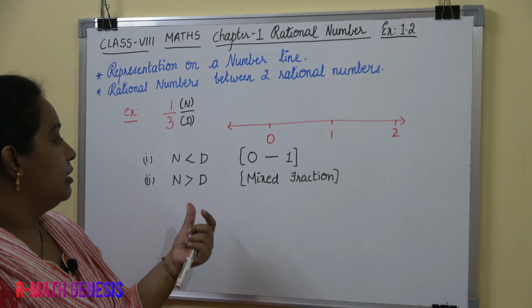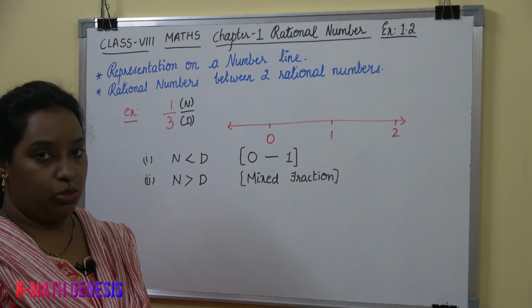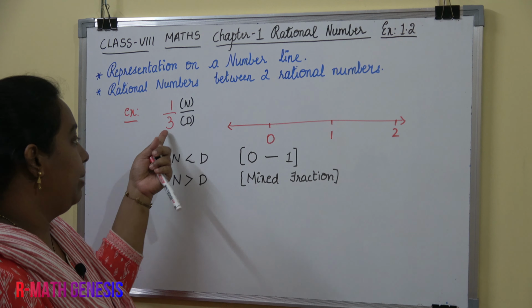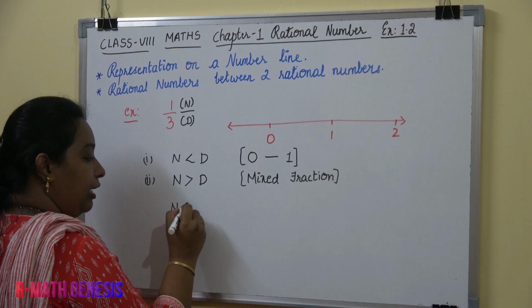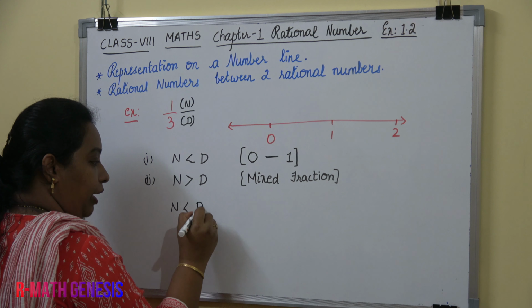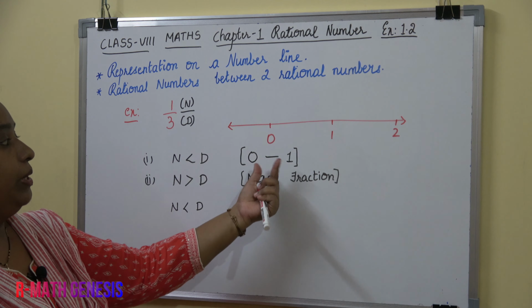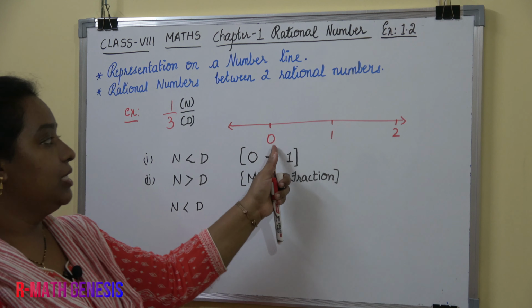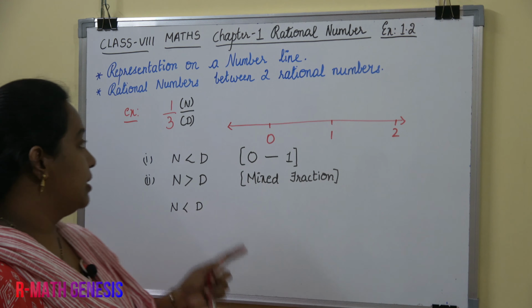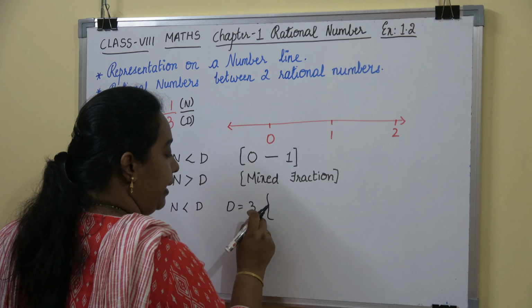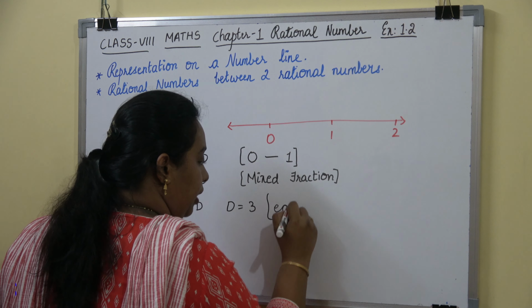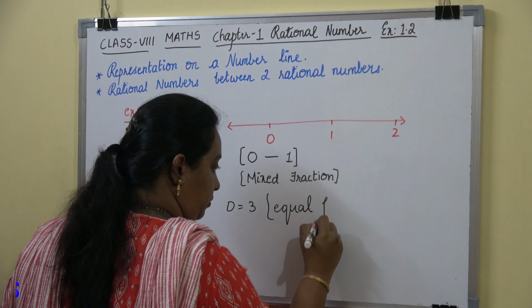Now what is our example? It is 1/3. If you see our 1/3, our numerator is less than the denominator. That's the first case. So our point lies between 0 and 1. Next, in the denominator, what's the number we have? 3. It means here the denominator is 3, so we have to divide into 3 equal parts.